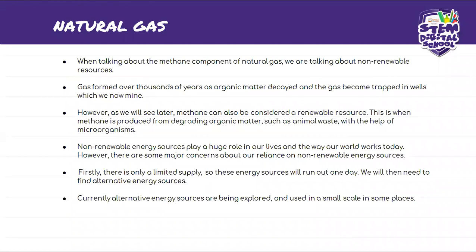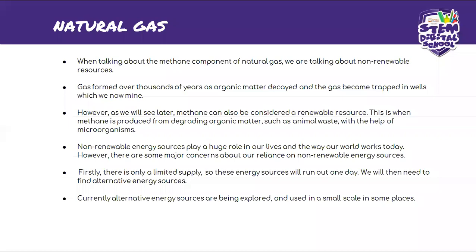However, as we see later, methane can also be considered a what? A renewable resource. This is when methane is produced from what? Degrading organic matter such as what? Animal waste with the help of what? Microorganisms. So now you can get this fact. Methane can be classified as what? Renewable and non-renewable.